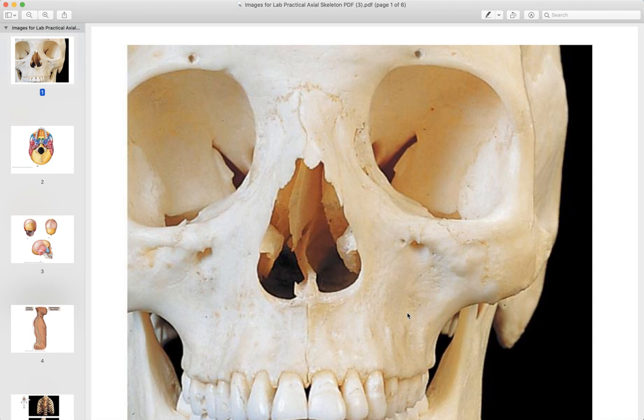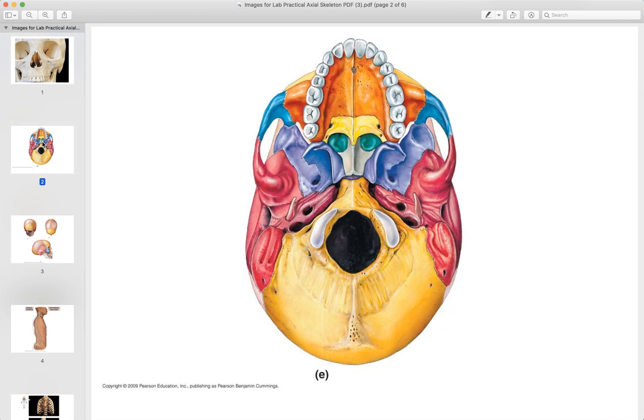And the next one is the zygomatic, and that's this bone here. And then the nasal bone is here. The lacrimal bone is this bone here. The palatine bone, there's a good view of it right there. It's right here.